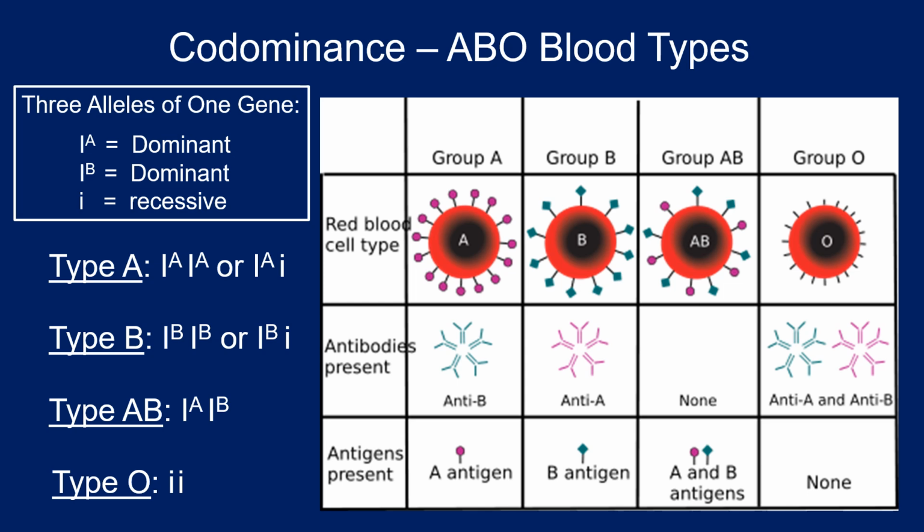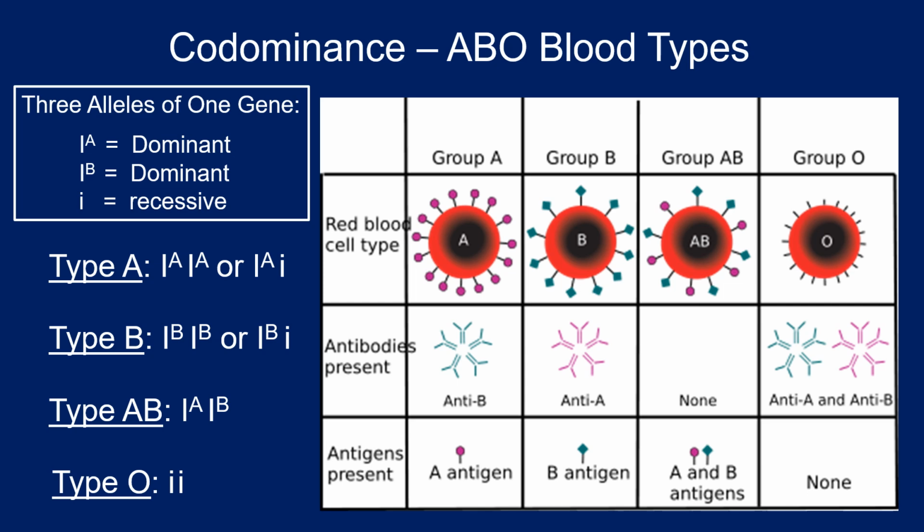So A and B are both dominant alleles, and O is a recessive allele. The only way that you can be type O is if you get an O from both parents. You have to be homozygous recessive to get the O. If you got an A from one parent and a B from another, you would be AB. So you're heterozygous, but you have both types of glycoprotein, and they both have an impact.